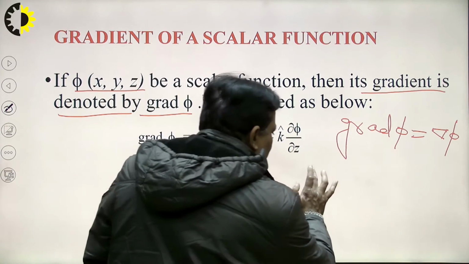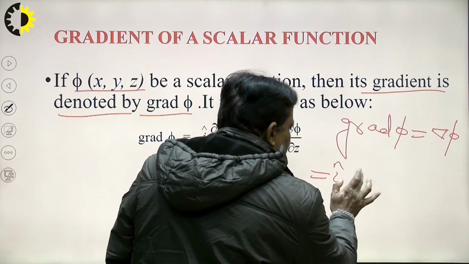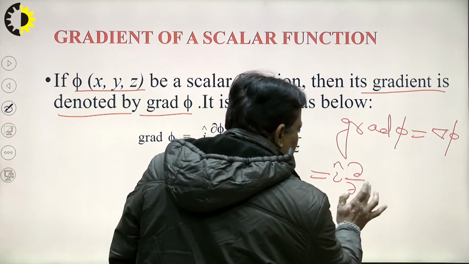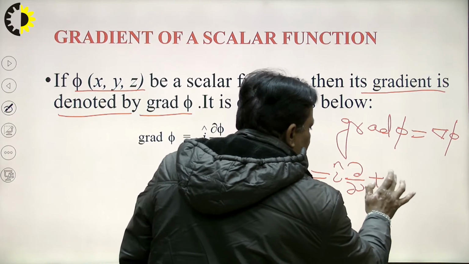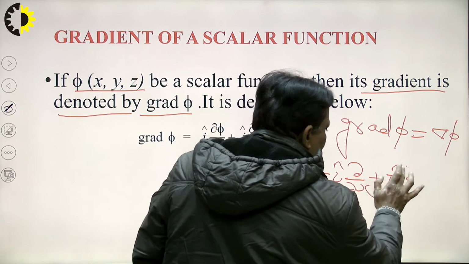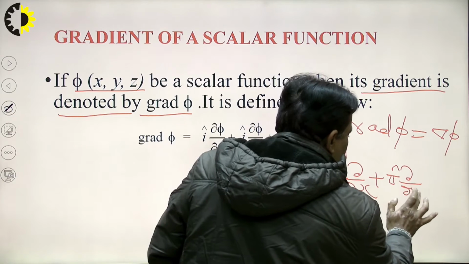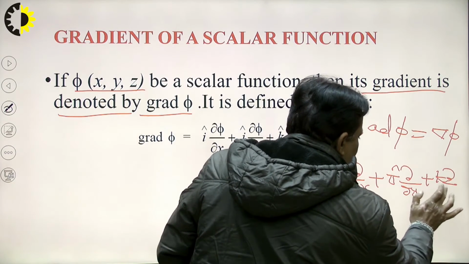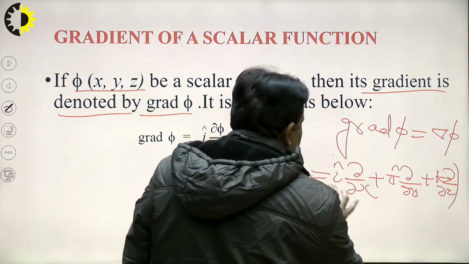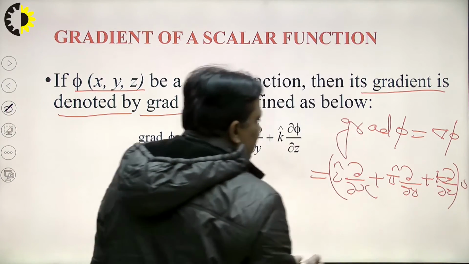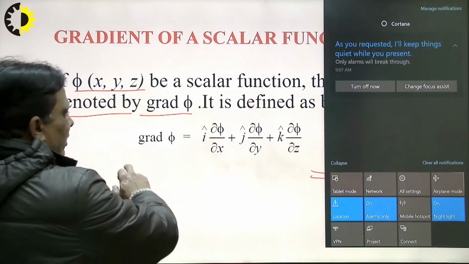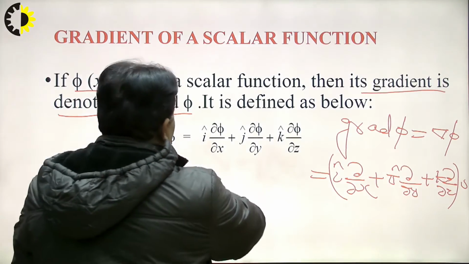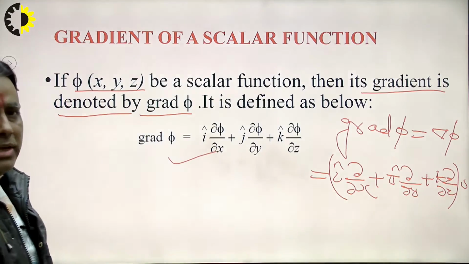The value of del is equal to i del over del x, plus j del over del y, and k del over del z. And after we multiply the phi inside the bracket, this will be the value. In this way we can find what is known as grad phi.